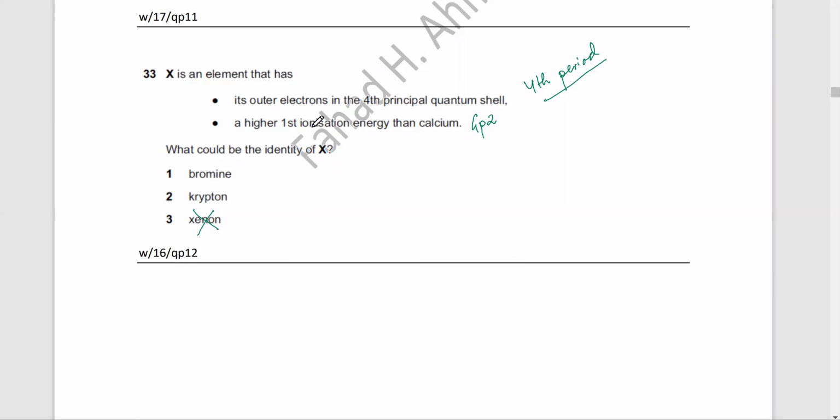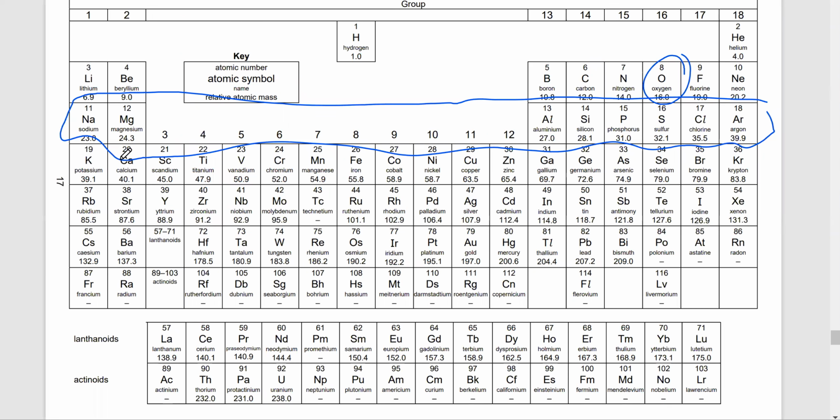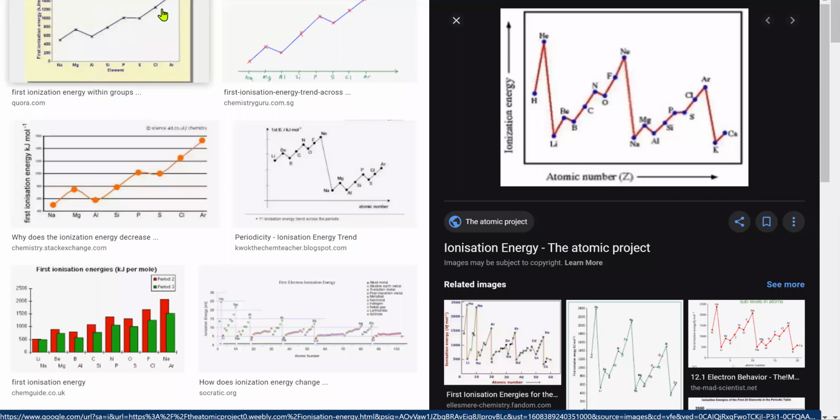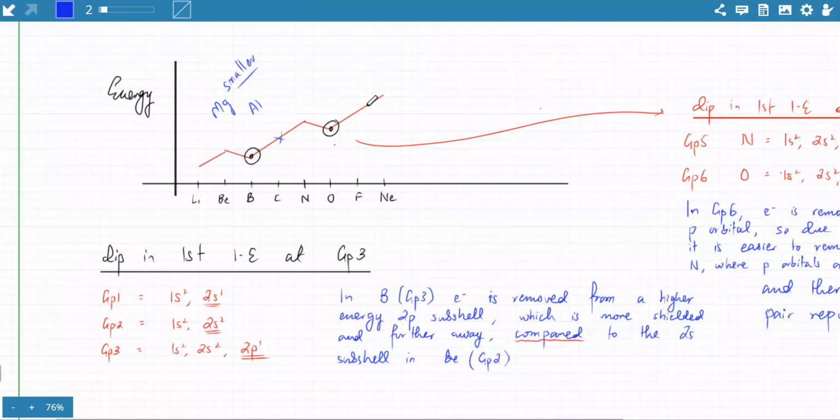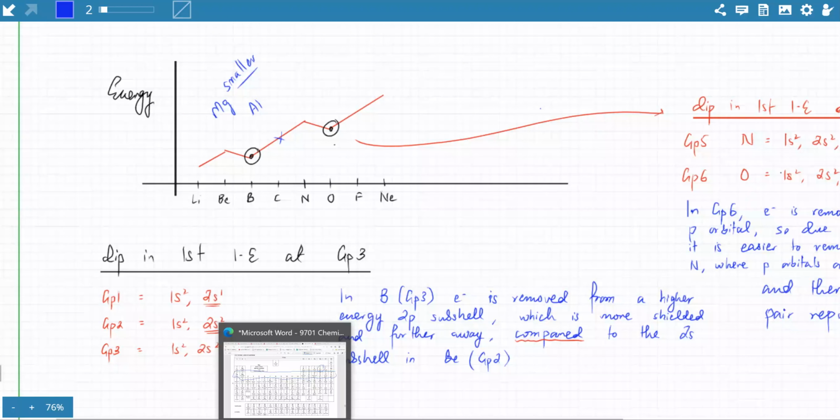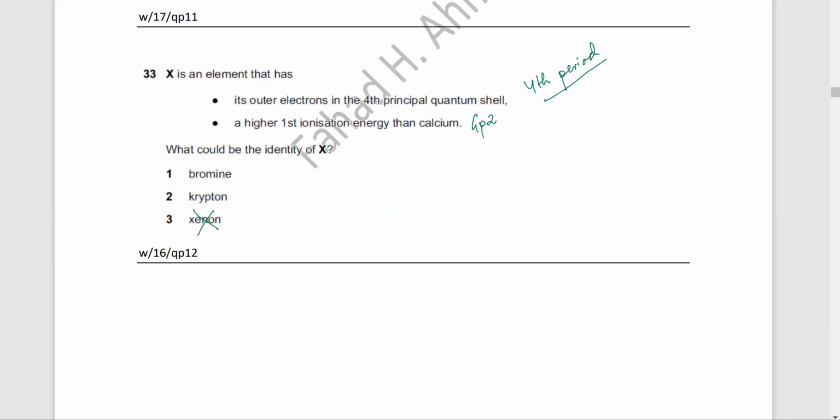Then the next part is that they're saying their ionization energy is higher than calcium. So calcium is also in the fourth period. It's in the same period, but it's in group two. So ionization energies increase across the period. Bromine and krypton are right over here. Calcium is at group two over here. So bromine and krypton are right at the end. So their ionization energy is definitely going to be higher. So the answer is, the second statement is going to be correct for both of them.